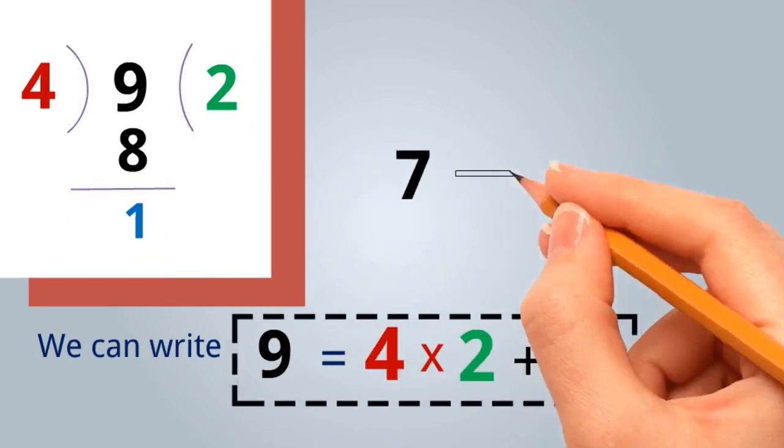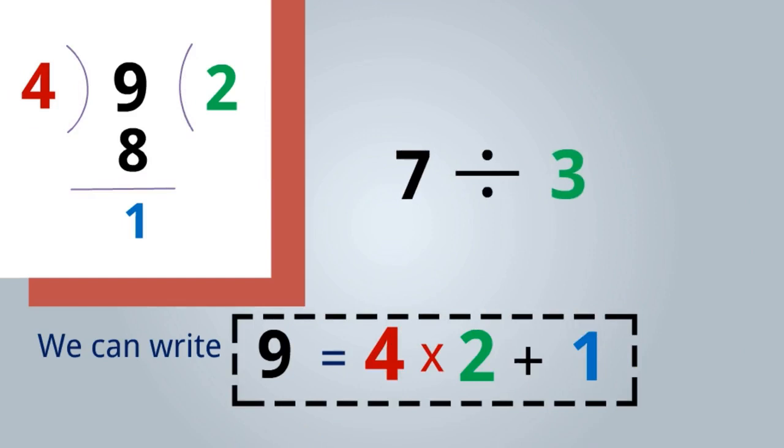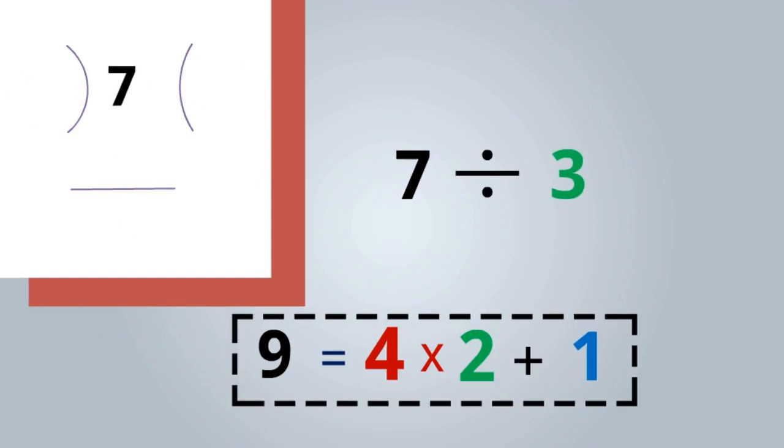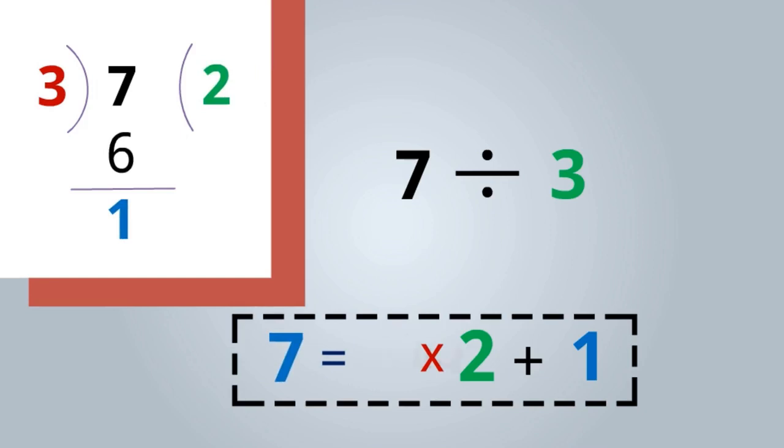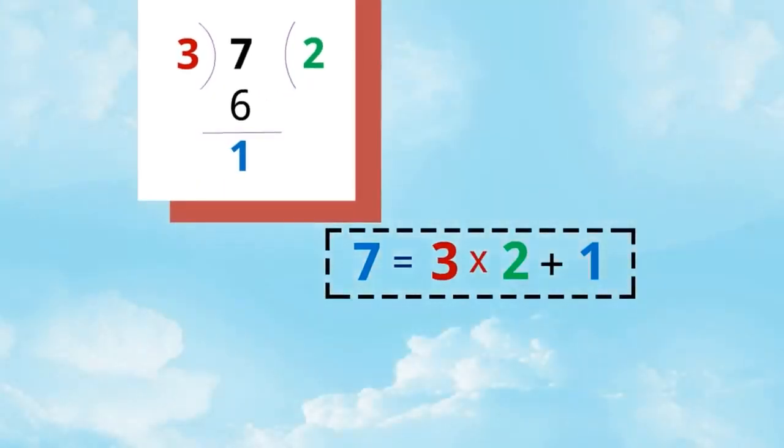Now if it is 7 divided by 3, then we will write 7 here and 3 here. So 3 2s are 6 and 1 here. So the equation will change: 7 is equal to 3 multiplied by 2 plus 1. So it's very simple, right?